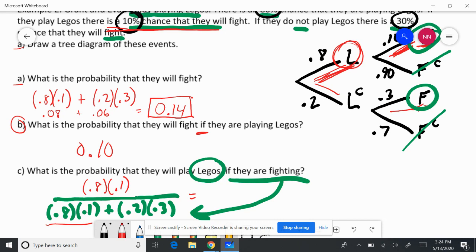So when we simplify this, we have 0.08 over 0.14, or we have 8 over 14, or we have 4 over 7, or if you like the decimal, 0.57.